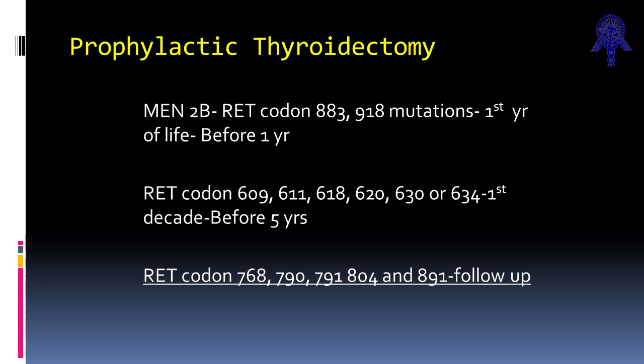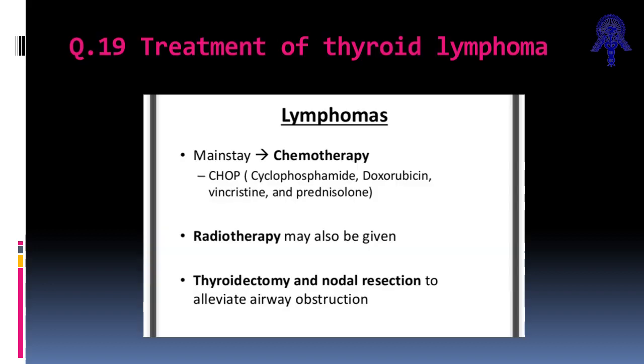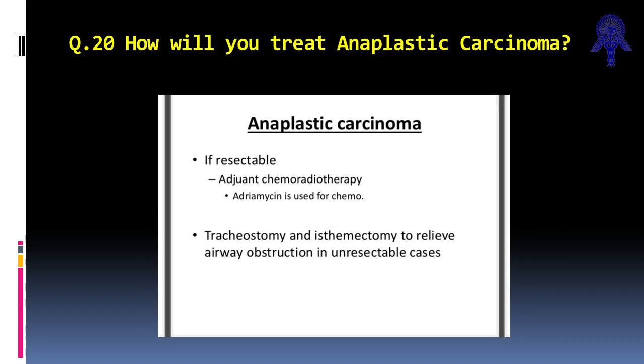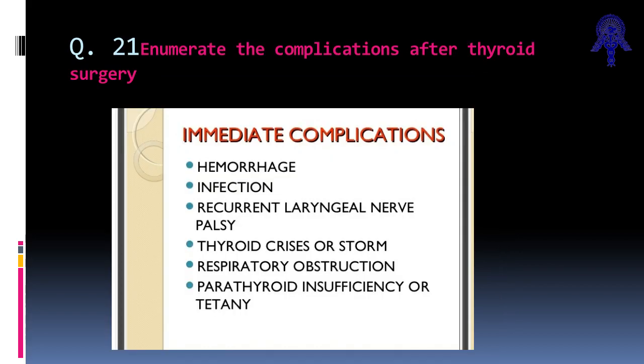This was a question given in DNB last year, right? Now, treatment of thyroid lymphomas and anaplastic carcinomas. He has indicated that I have to run it short. Okay. Now, what are the complications of thyroid surgery? Since all of you are going to get this slide, you just go through it.